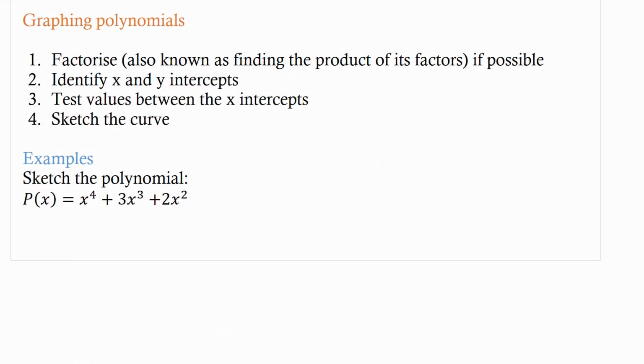All right, so we're looking at graphing polynomials now, and there's 4 main steps. The first one is to factorize, and sometimes you'll see it as finding the product of its factors. If possible, sometimes it's not, but if it is, you should factorize.